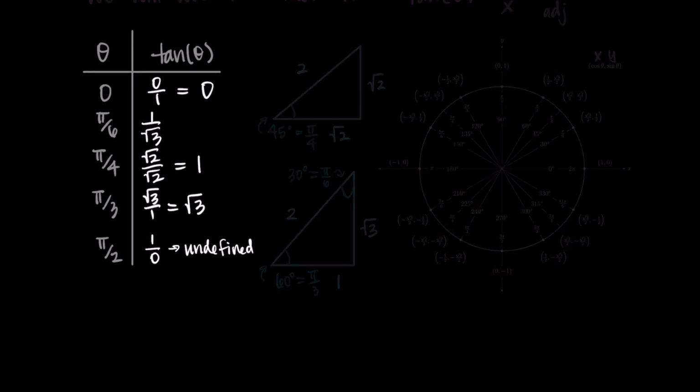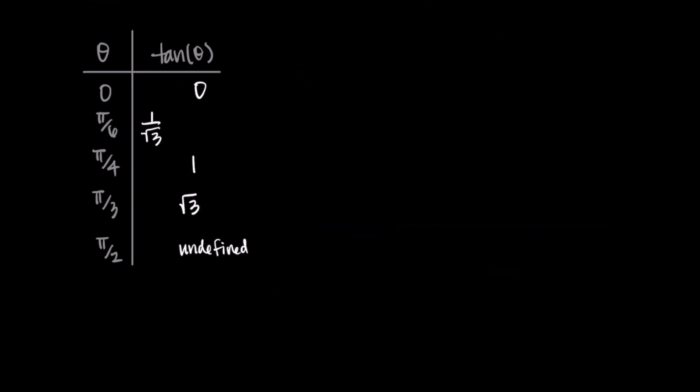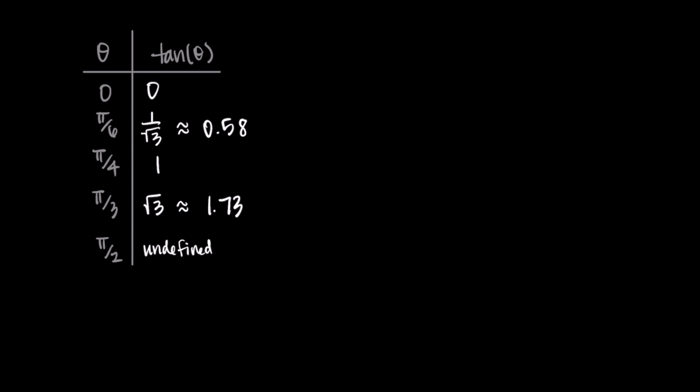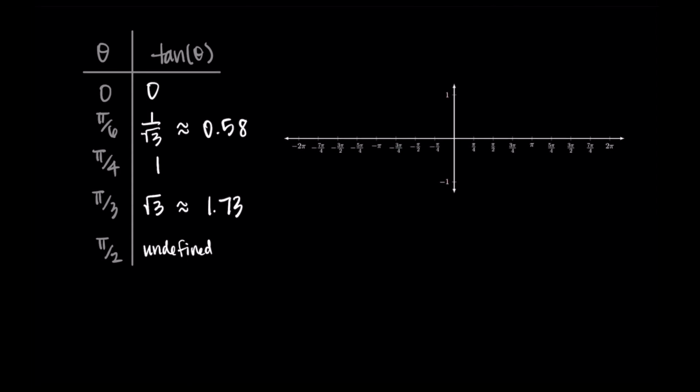Okay, so we have our input and output values for the first quadrant, and so I'm going to simplify them here, and I'll also give us the decimal values. So 1 over square root of 3 is about 0.58, and square root of 3 is 1.73, at least approximately. And let's graph these points. So I have 0, 0, I have pi over 4 and 1, then I have pi over 6 and 0.58, and then I have pi over 3 and 1.73.